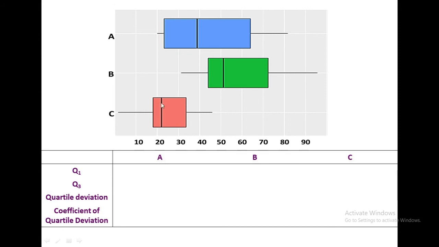Quartile 1 is the extreme left side of these boxes. For section A it is 23, for section B it is 44, and for section C it is 18. In the same manner, we can read the value for quartile 3, which is the extreme right value for these boxes. For section A it is 64, for section B it is 72, and for section C it is 34.